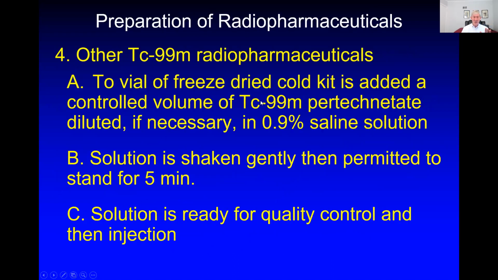Other than that, the rest of these are shake and shoot kits. We take our freeze-dried vial, we add pertechnetate to it, we shake it up, we do a little quality control after 5 minutes, and it's ready to go. They call them shake and shoot. We shake the kit up, prepare it, and shoot it into the patient. And all the other tech products are made pretty much like this.